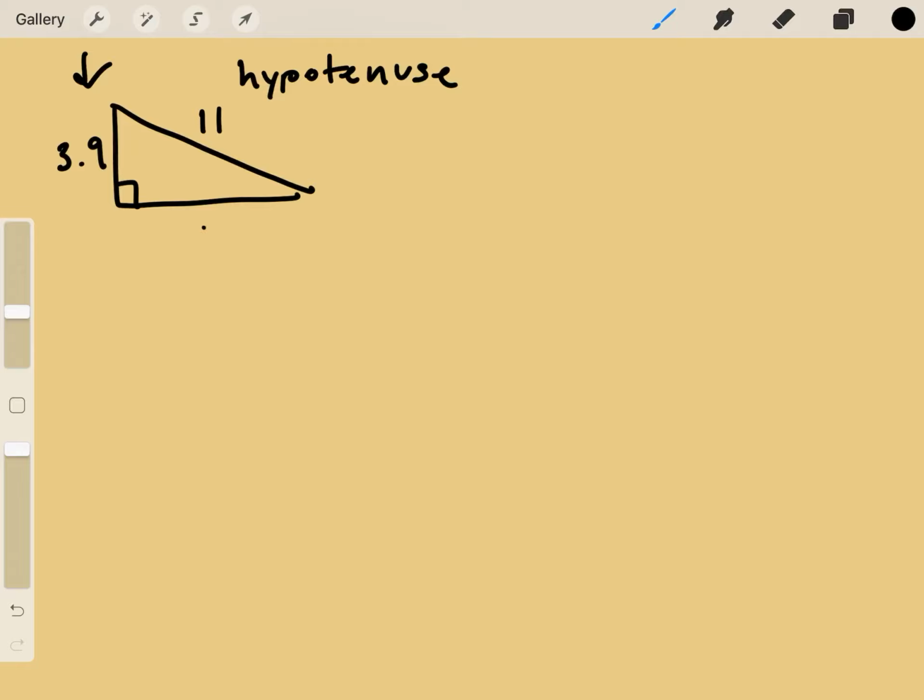And we're looking for a leg. So I'm going to give these different letters. I'm going to give A 3.9, and 11 is going to be C. We're going to be looking for B in this situation, not C.